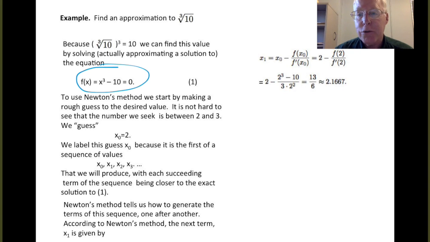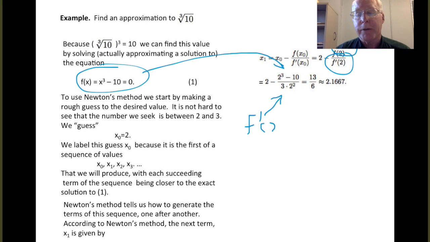And if x0 is 2, this is 2 minus f of 2 over f prime of 2. So we're going to have to take 2 and plug it into the formula for f to get the numerator, and into the derivative to get the denominator. Okay. These are easy calculations. If we put in x equals 2 in the f equation, we get 2 cubed minus 10. There's the numerator. And the derivative of x cubed minus 10 is 3x squared. And so here is the calculation, f prime of 2 on the bottom. A little arithmetic, that comes out to be 13/6, or about 2.1667.